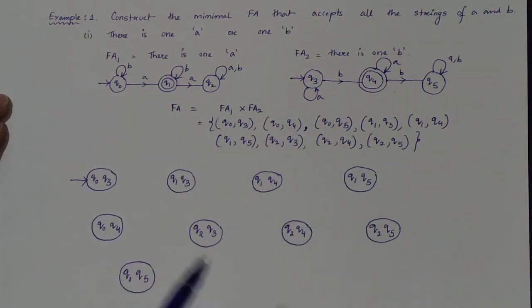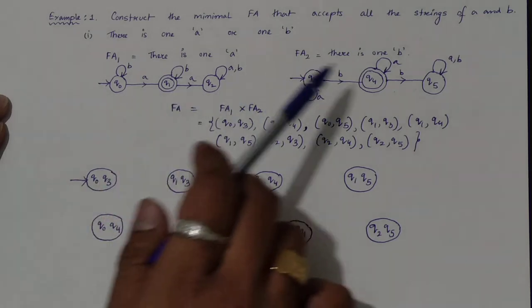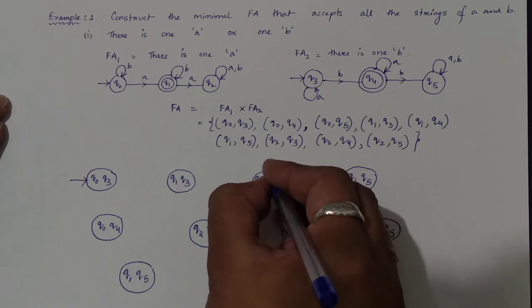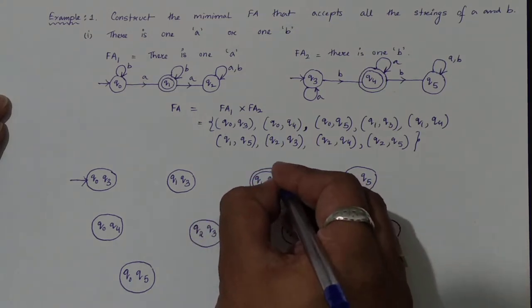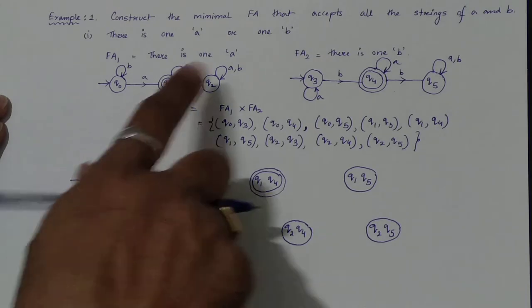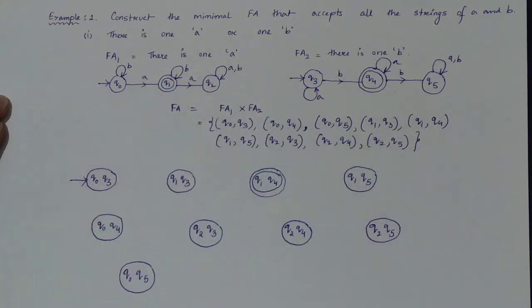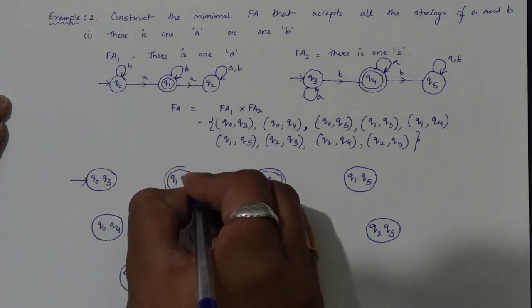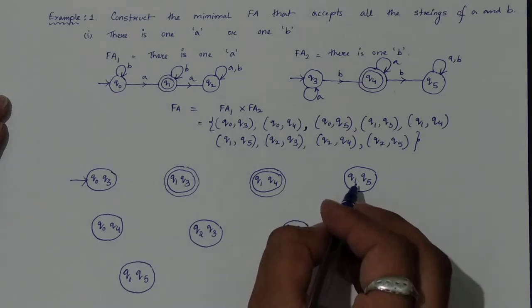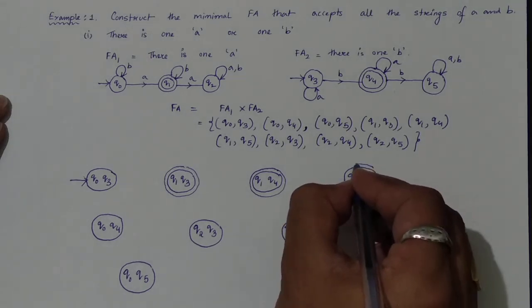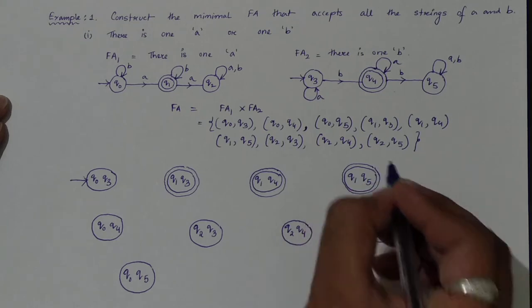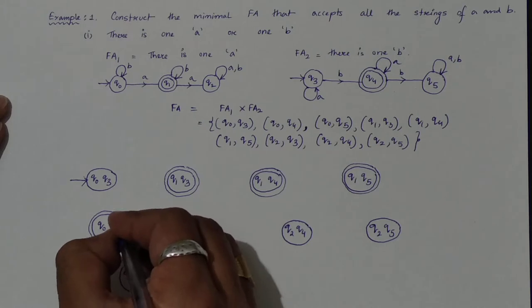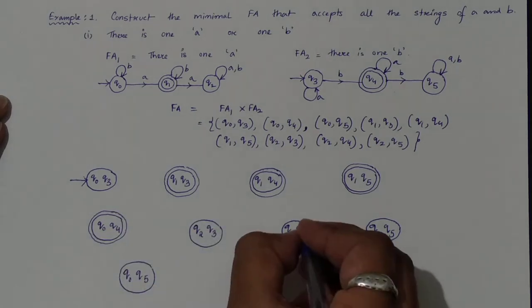Now I have to find out which are the final states. See, Q1 was a final state and Q4 was a final state. Firstly, Q1, Q4 will definitely become a final state. So I have made this one a final state. Now, whichever states are a combination with Q1 or Q4 will also be final states. So Q1, Q3 is also a final state. Clear? Then Q1, Q5, yes, this will also be a final state. Okay, then Q0, Q4 is also a final state, as Q4 was a final state. Then Q2, Q4 will also be a final state.